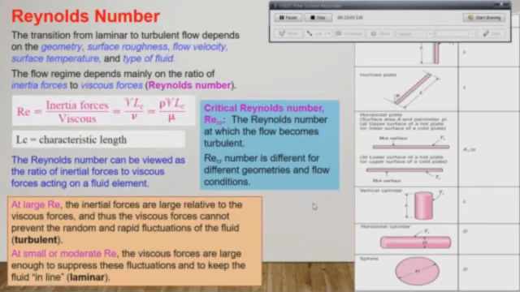Okay, the next one is about the Reynolds number. So normally the laminar and turbulent is given by or shown by the Reynolds number. So you can characterize the laminar or turbulent by the Reynolds number. The Reynolds number is basically very much defined by the geometry, surface roughness, velocity, temperature, as well as the type of fluid.